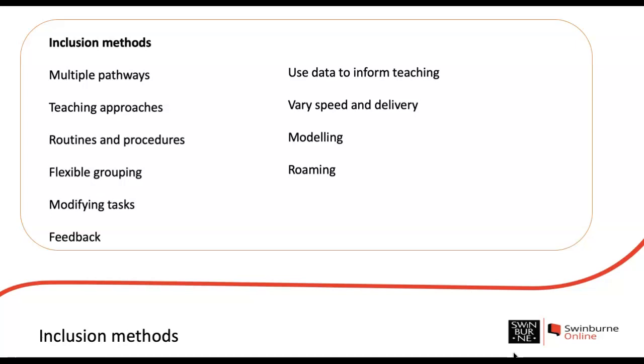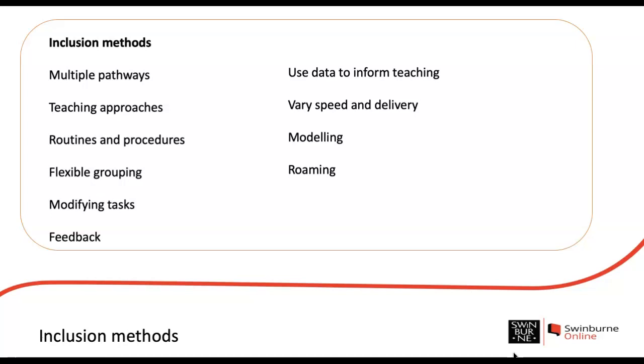So things like multiple pathways. So there shouldn't just be one way of getting from A to B. So it's not going to work for every student. You can't specify that every student, all 25 students in the grade, are all going to go A, B, and C. It doesn't work for all students.